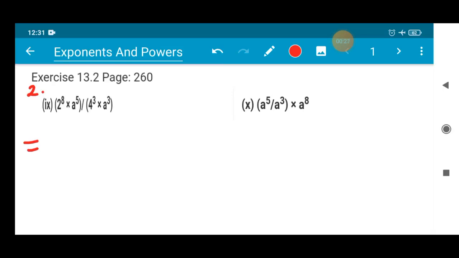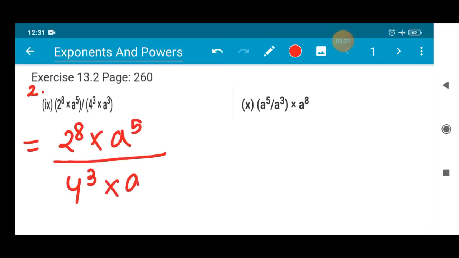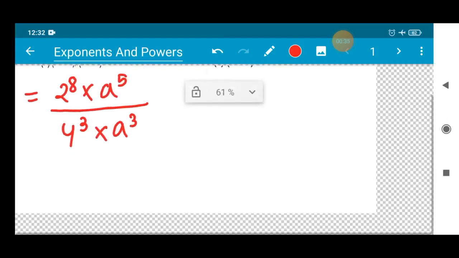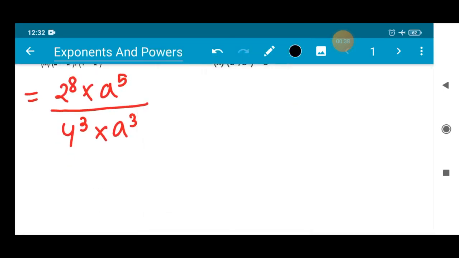part 9 from question number 2, 2 to the power 8 into a to the power 5 divided by 4 to the power 3 into a to the power 3. Now here one unusual number you can see, that is 4, which is not expressed in its prime form, although it is in exponential form, but it is not expressed in its prime form. Whenever you see any number which is not converted into its simplest form or in its prime form, then you have to convert this into its prime form.